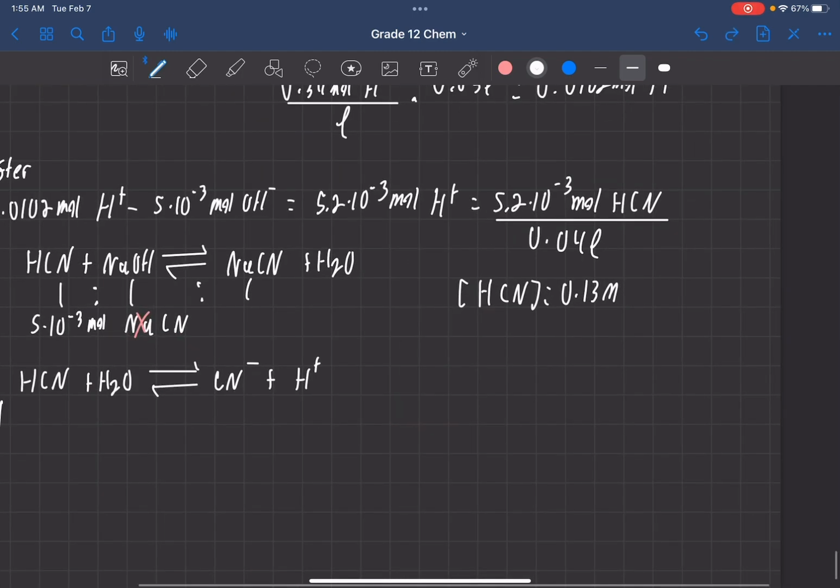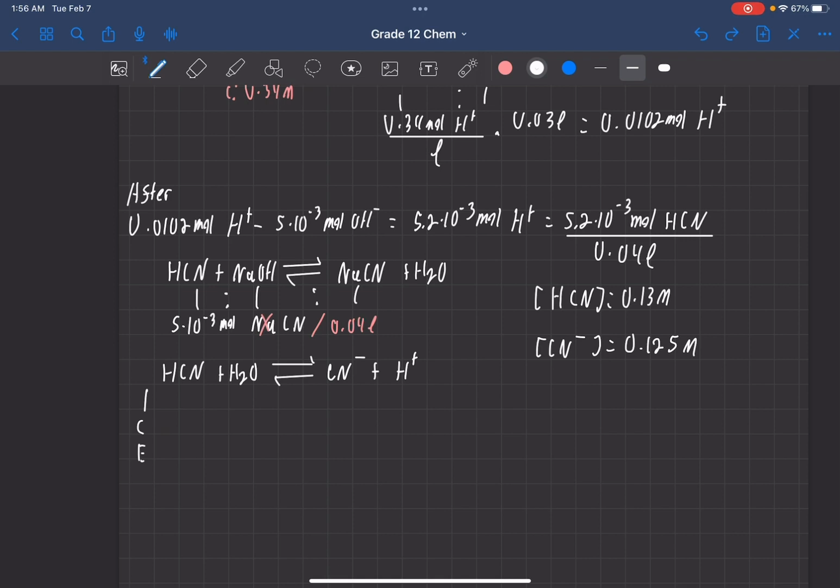Now let's find the concentration of our cyanide ion. So that's this guy over here. We're just going to divide him by 0.04 liters, right? And let's bring it over here. So the concentration of our cyanide ion equals 0.125 molar.